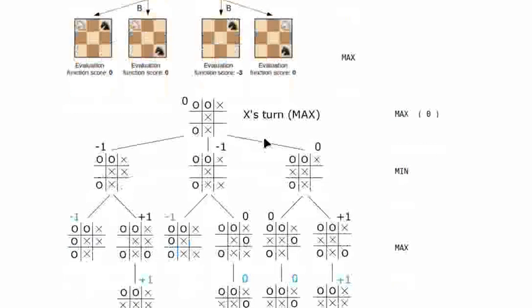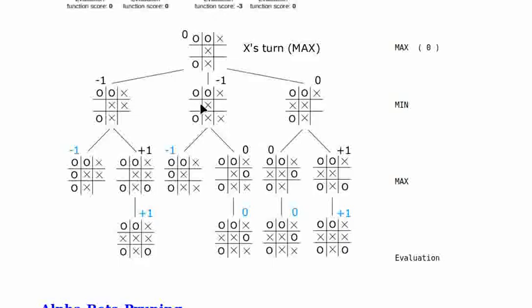This is a minimax game tree for a tic-tac-toe game. We start with the X move, and if X moves here, then O can move here, and then we do the evaluation at the leaf. Here X wins, so it gets positive 1 point. This is a draw, 0, and this is 0. And for this one, X lost, so it's negative 1 point.